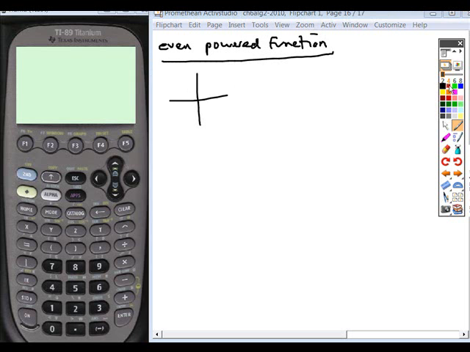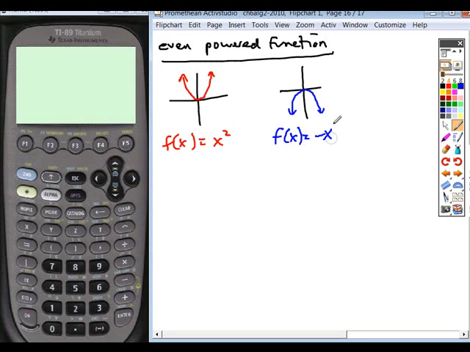look at its graph, it's going to look like an x squared or possibly a negative x squared. But whatever the case is, it's going to point in the same direction to the left and to the right.